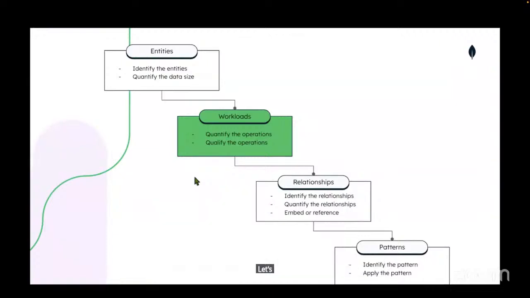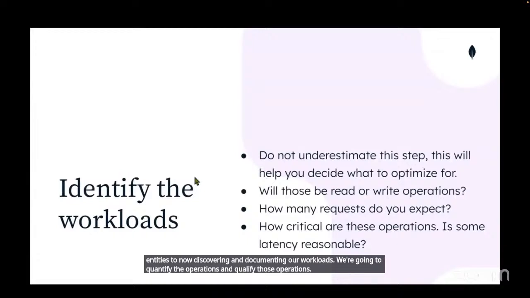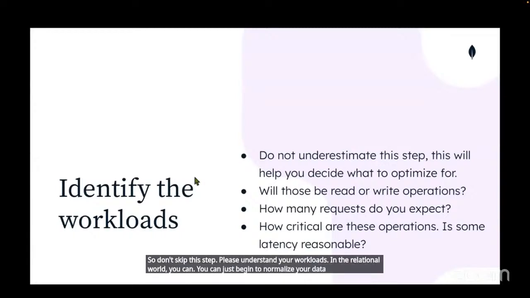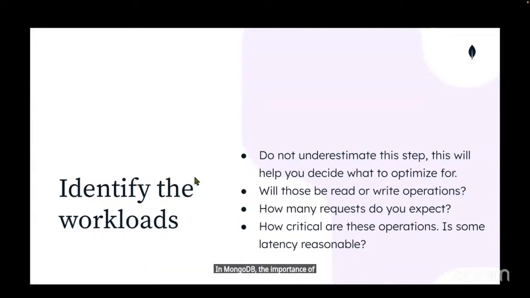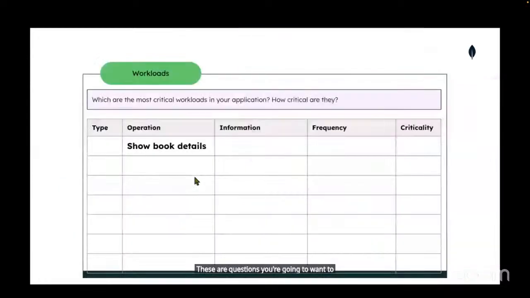Let's take a look at workloads. In our waterfall, we've gone from defining our entities to now discovering and documenting our workloads. We're going to quantify the operations and qualify those operations. So don't skip this step. Please understand your workloads. In the relational world, you can just begin to normalize your data before you really truly understand what the workloads look like. In MongoDB, the importance of this step is paramount. How many requests are you going to expect? How critical are these operations? And what type of latency is reasonable? These are questions you're going to want to ask yourself in every case.